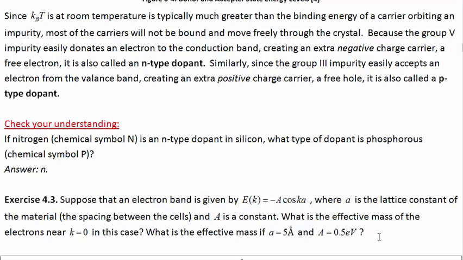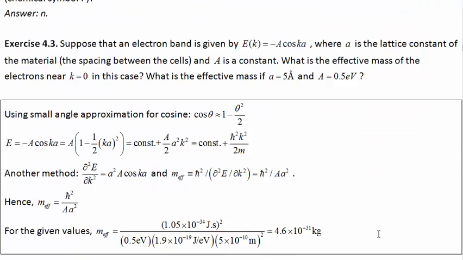Practice some derivatives. All right, giving it a shot, you can use the small angle approximation of cos and come up with this. Or, taking the derivatives, you can find that formula for the effective mass. Substituting in the values we're given, we find the effective mass is 4.6 times 10 to the negative 31 kilograms. What this means is because of the shape of the conduction band, electrons will behave more like they've got this mass than their actual mass.